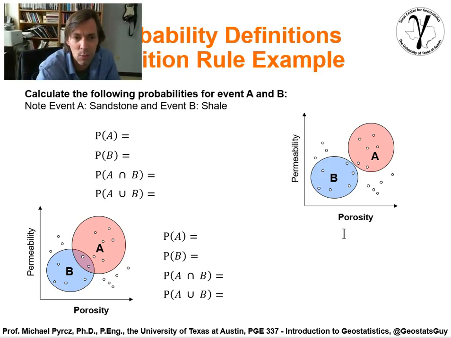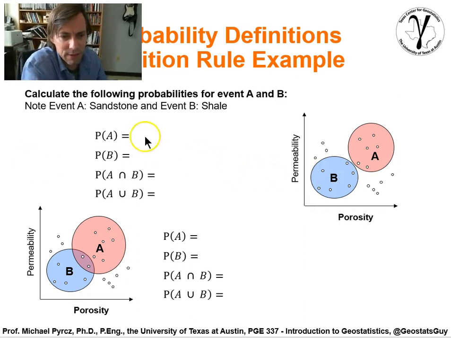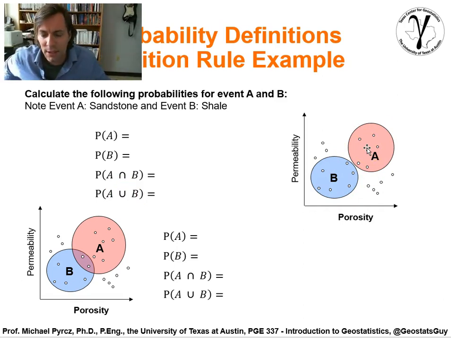So here we go ahead and we'll do a very simple example, and we're going to calculate the specific probabilities shown here. We have the probability of A, probability of B, probability of A intersection with B, probability of A union with B for each one of these cases. Now, I didn't want you to have to calculate the areas, so what I did is I defined the spaces for each one of them.